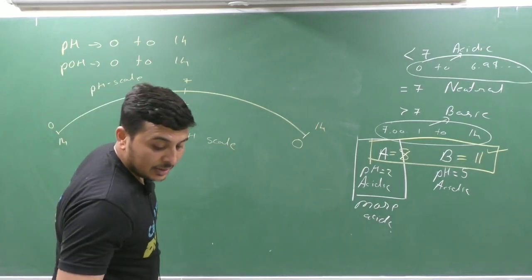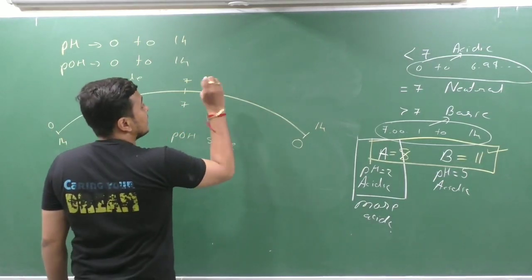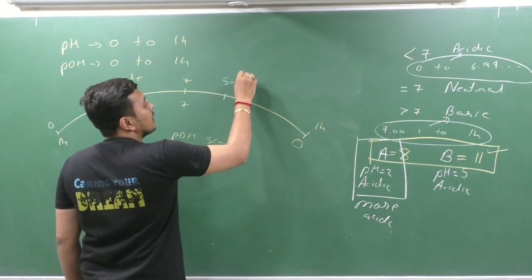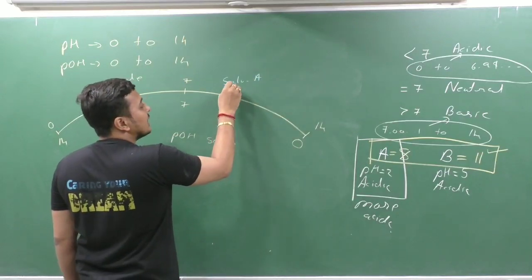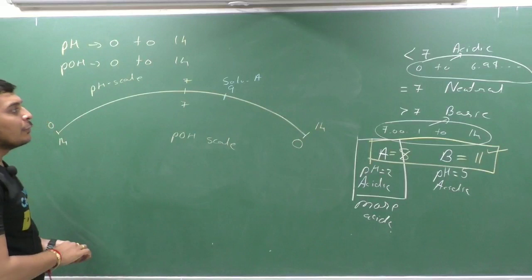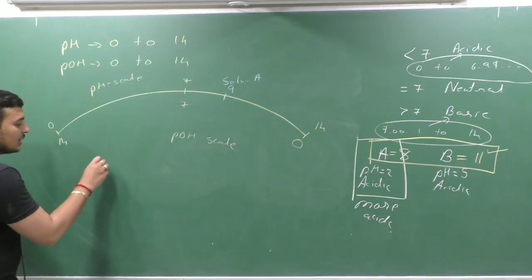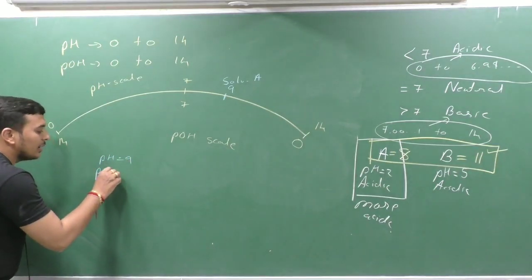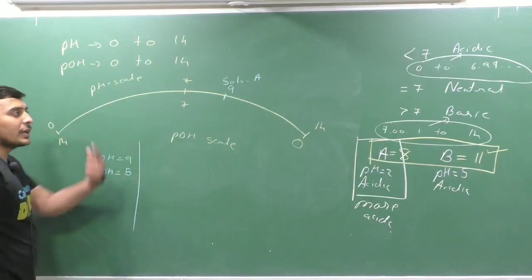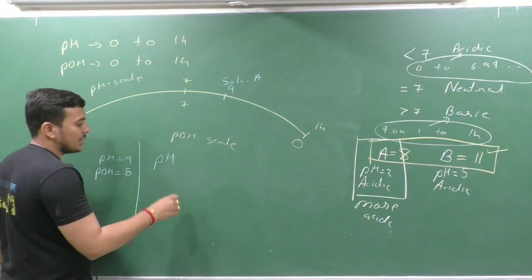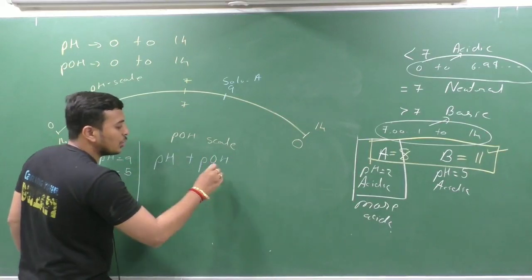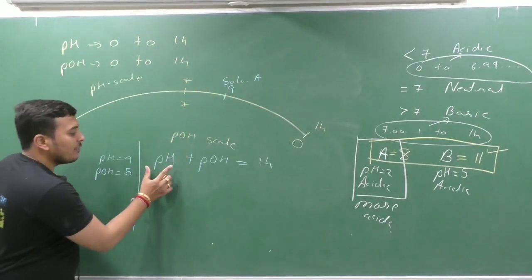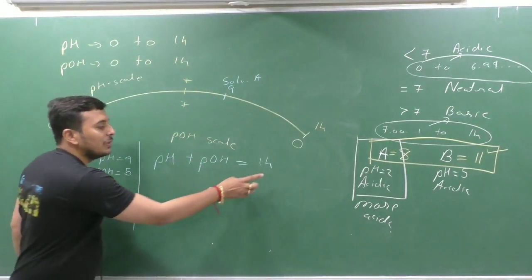There is a solution, for example, solution A having pH 9. For any solution, if we are measuring pH and it is given as 9, then we will have pOH equal to 5. Why? For any solution, if you measure its pH and its pOH and add both of them, you will always get 14.